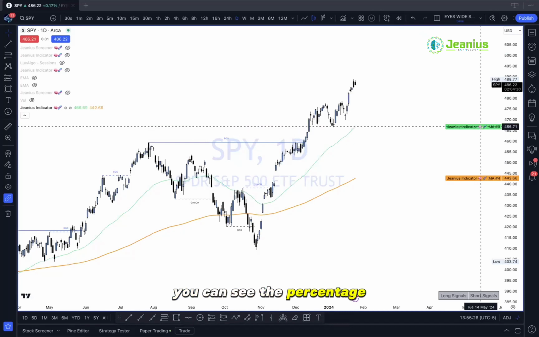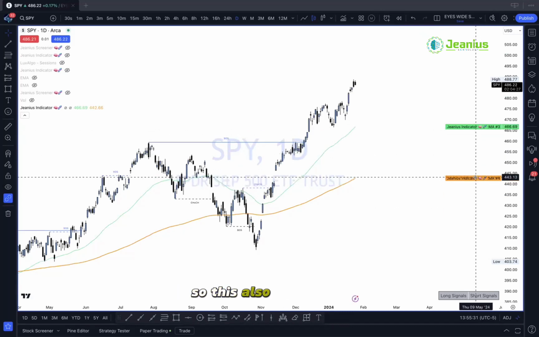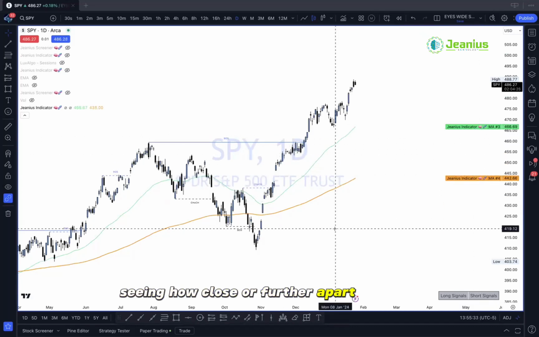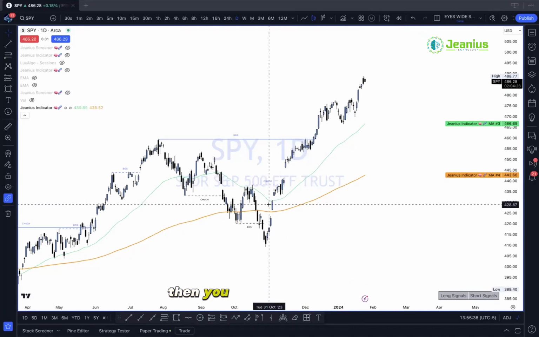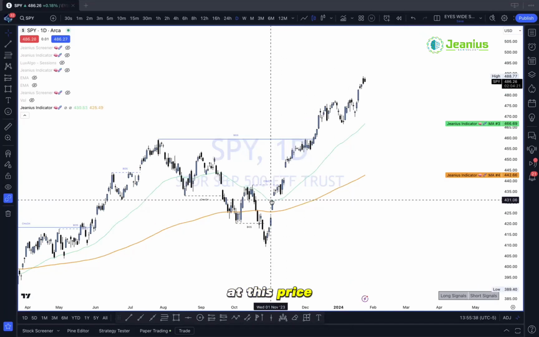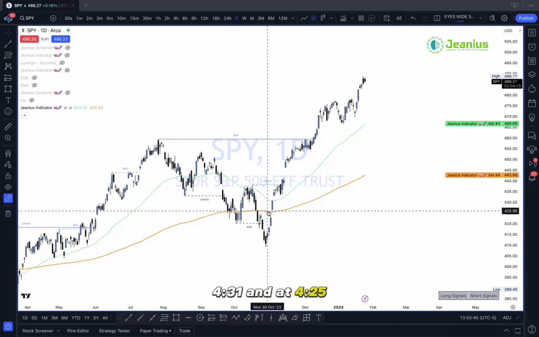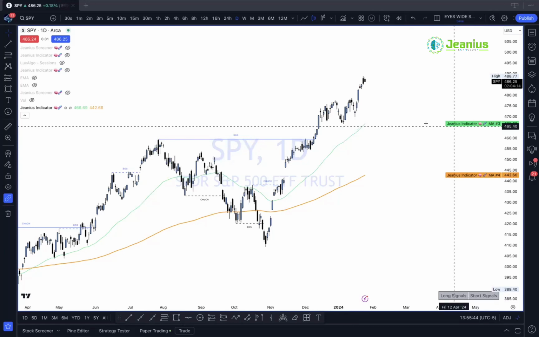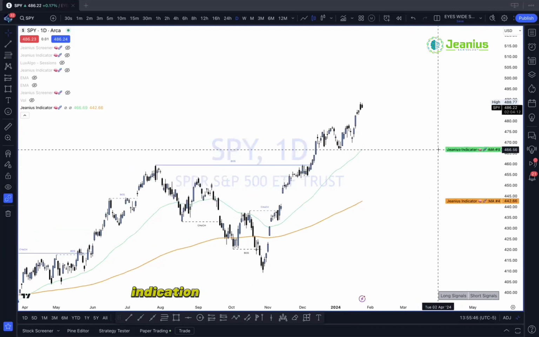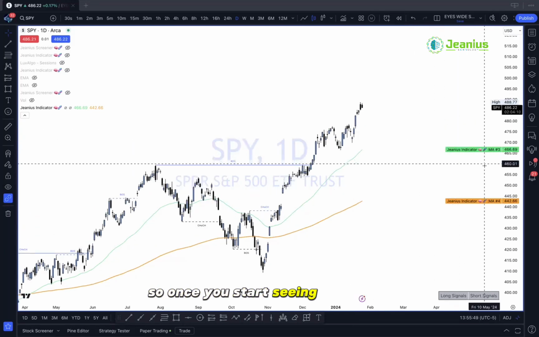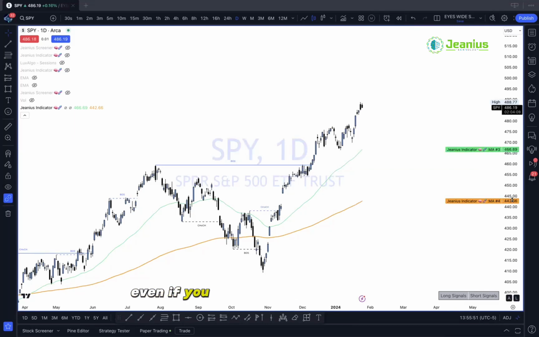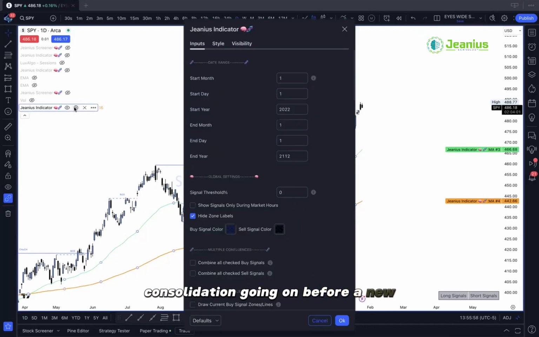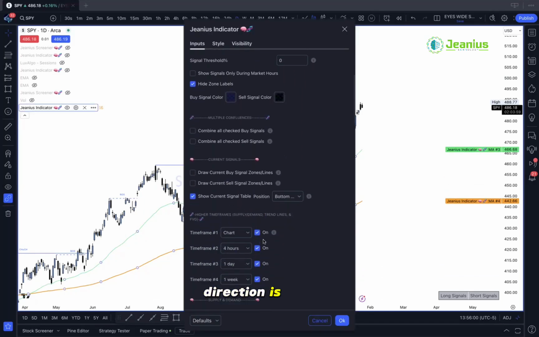You can see the percentage difference right here as well. So this also helps with seeing how close or further apart they are. Because if they were here, you would see it at this price, 431, and at 425, so they would be very close to each other. But right here, they're very far apart, which should give you some indication that they're both still strong. Once you start seeing these two move closer to each other, even if you just looked on this end here, that gives you the indication that there should be some consolidation before a new direction is formed.